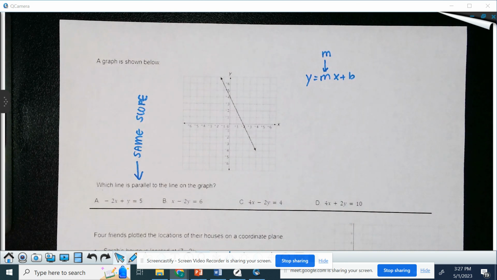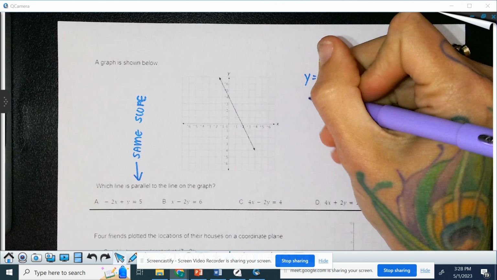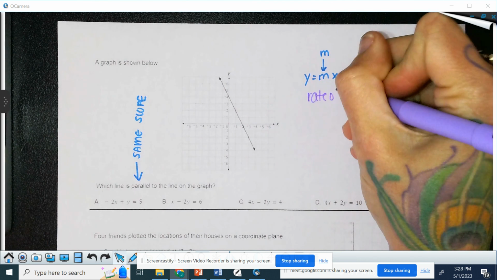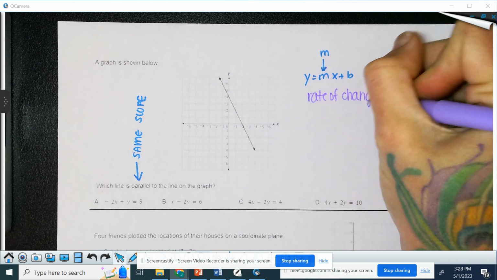Got any more? Starts with an R. There's a couple of them actually that start with R. Rate of change. That's the good one. Rate of change is huge. So rate of change. If you don't already have that one in your brain, you want to write it down.